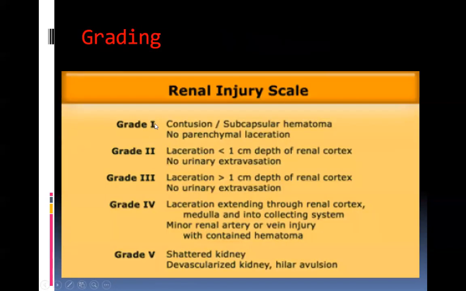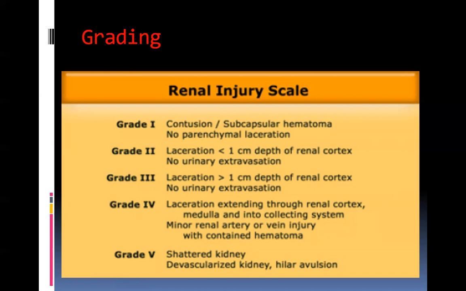So grade 2 is when the laceration is less than 1 centimeter in the cortex. Grade 3 is when the laceration is more than 1 centimeter, but there is no injury to the collecting system. Grade 4 is when there is injury to the collecting system. So you would see urine coming out. There will be urine around the lesion. So if you do a delayed excretory phase, there'll be excretion of the contrast, extravasation of the contrast.